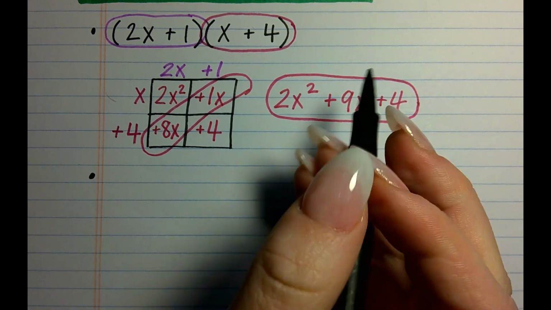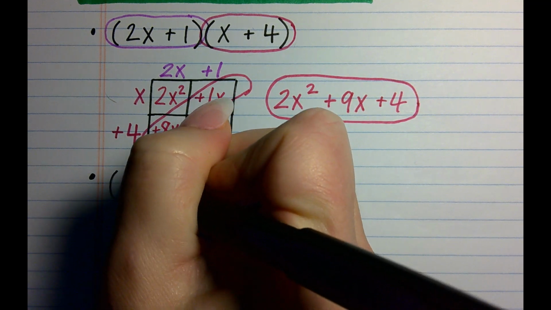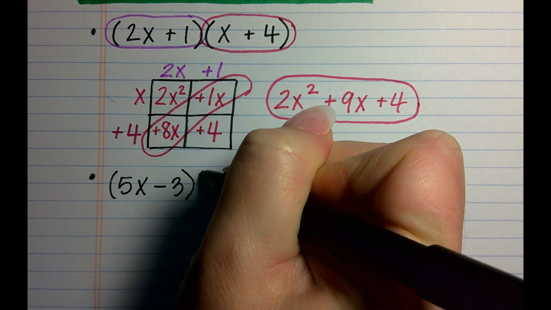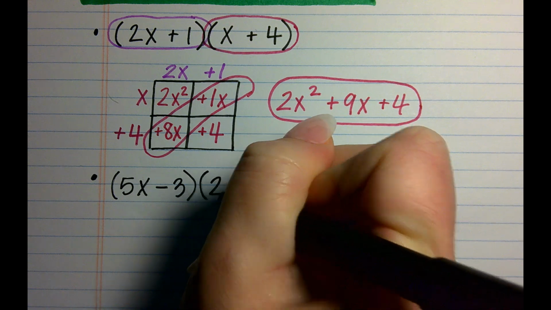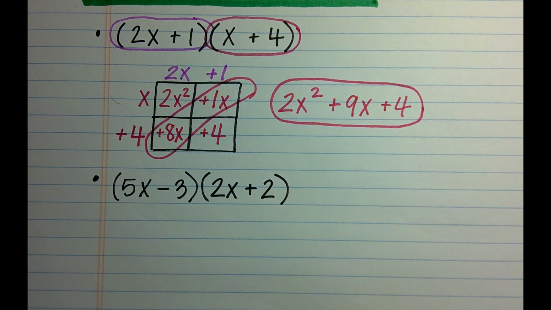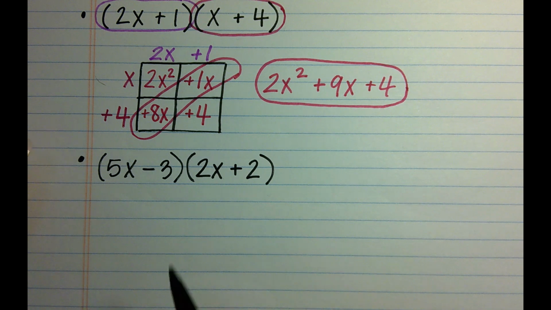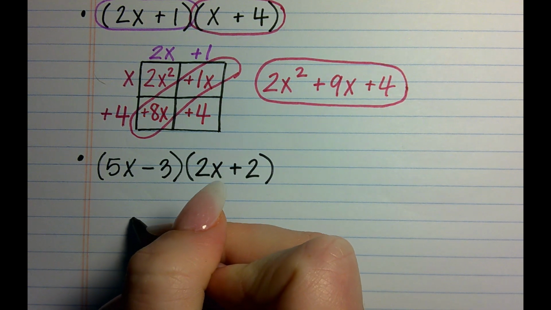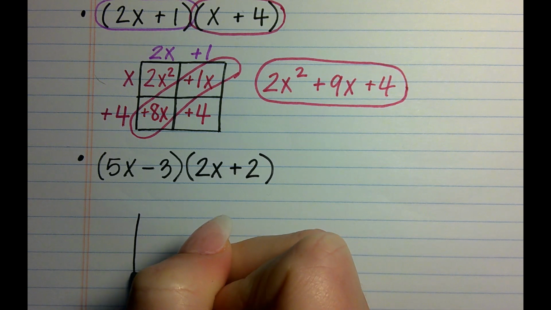Let's try 5x minus 3 times 2x plus 2. So we'll start by drawing a box with 4 slots in it. A window box.